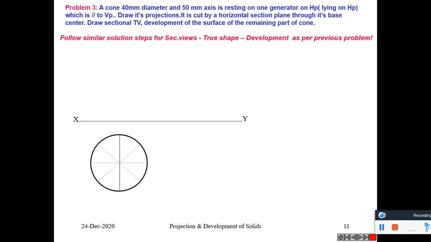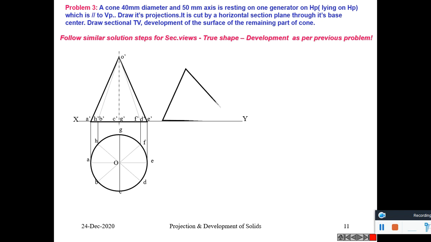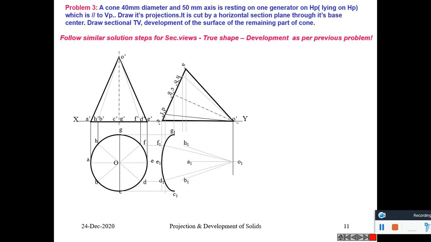So first of all, draw the top view of the cone, then draw the front view, then draw or reproduce this in such a way that the O dash comes here and E dash comes here. This point is O dash, this is E dash. So it is lying on HP. This gives its top view.